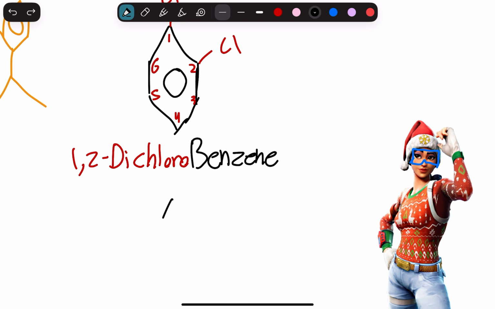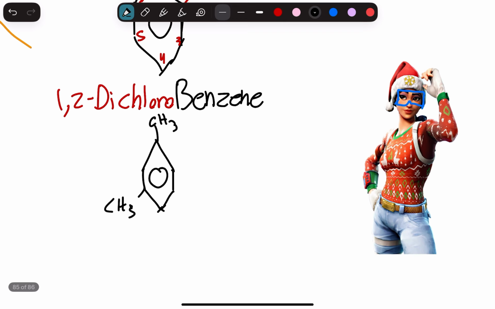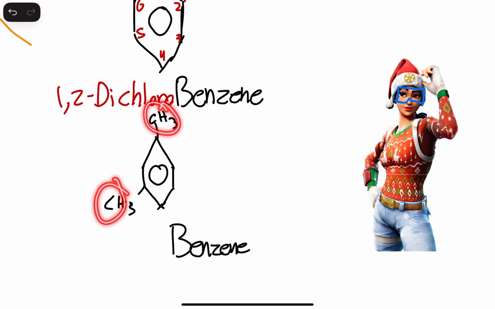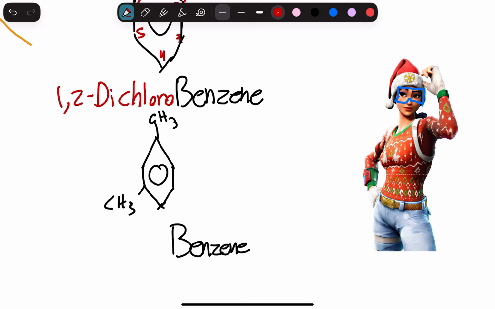Then let's do one where we have an alkyl group. So let's go with a benzene ring like that, and say we have one here and one here. How would we go about naming this? We automatically know it's benzene, and then we're just going to look at our substituents. We see that they're alkyl groups, and they're each only 1 carbon, so that makes them both methyl. But since we have 2, it's going to be dimethyl.